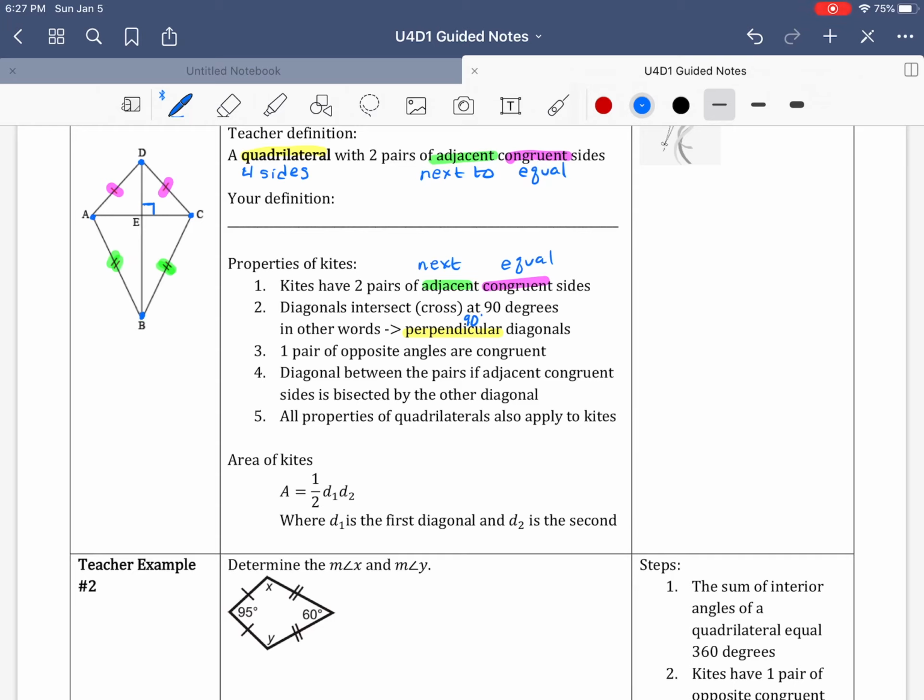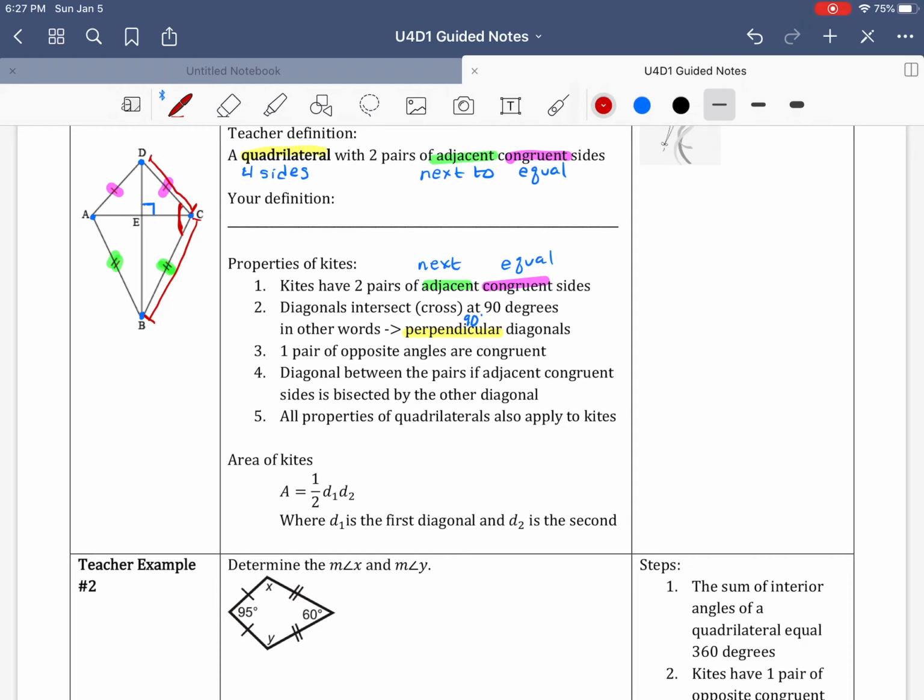All right. Now the third property is that there is one pair of opposite angles that are congruent. The opposite angle that's always congruent is the angle where you have one side and the other side that's not equal to that side, right? So if this side here is shorter and this side here is longer, where they meet you get this angle, angle C, right?